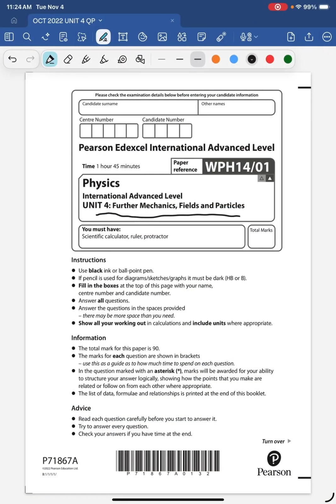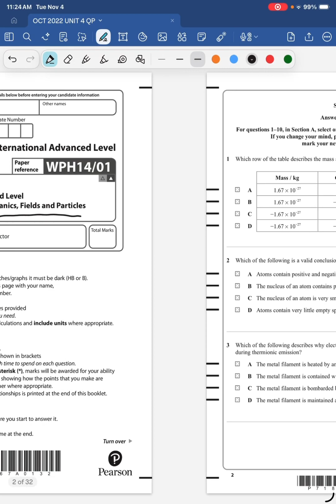There are other websites as well that have these past papers, and there are many Discord servers. Just search A-level physics Discord. You will find many open forums that you can join and find information and so on.